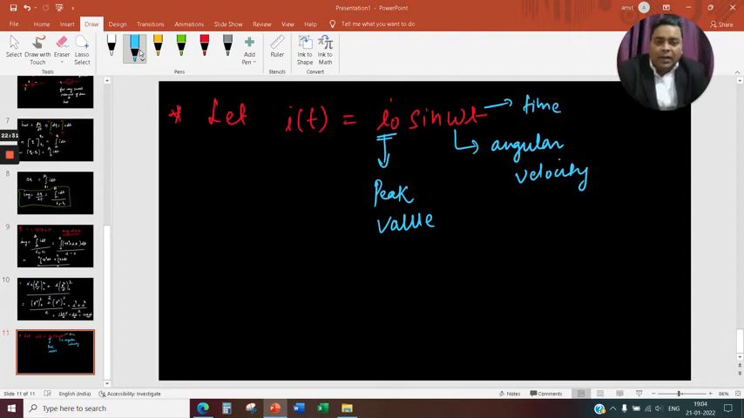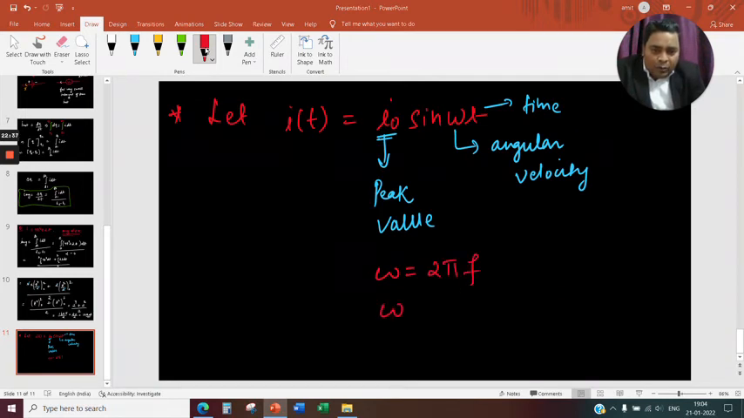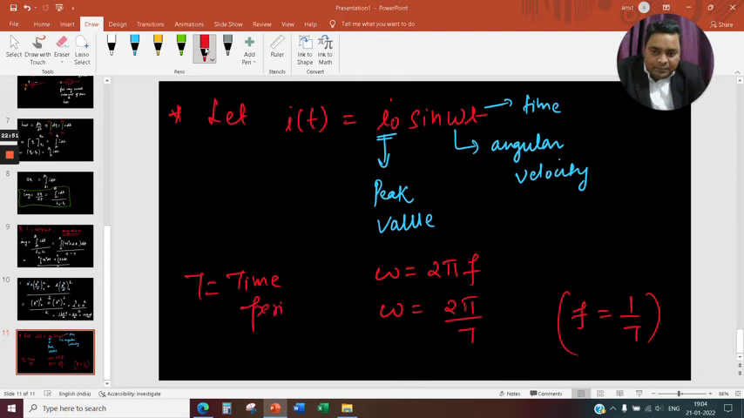Okay, and regarding omega, how much is it? Omega is equal to 2 pi f, or you can write omega is equal to 2 pi by T, because frequency is what? That is the reciprocal of time period, 1 by T here. And what is capital T here? Capital T is the time period. So we have a difference here between capital T and small t. Capital T is the time period, meaning after which interval of time the graph repeats itself.